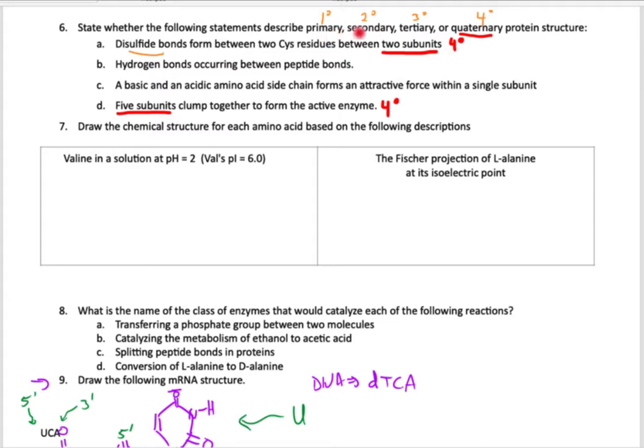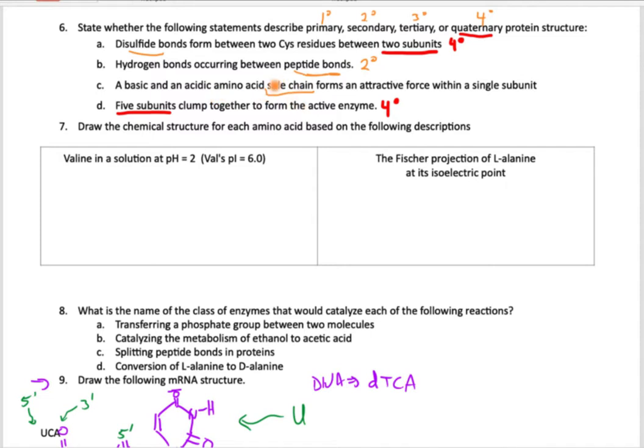Now the other 3, primary, secondary, tertiary, are dealing with single subunit interactions. Sometimes that's stated explicitly, sometimes it's not. For example, for B, if you read this, hydrogen bonds occurring between peptide bonds, what they're describing are really alpha helices and beta sheets. This is the definition of a secondary interaction. And then for C, the main thing is that it's referring to the side chain interactions. Basic and acidic amino acids is one that I just talked about a second ago, salt bridges.